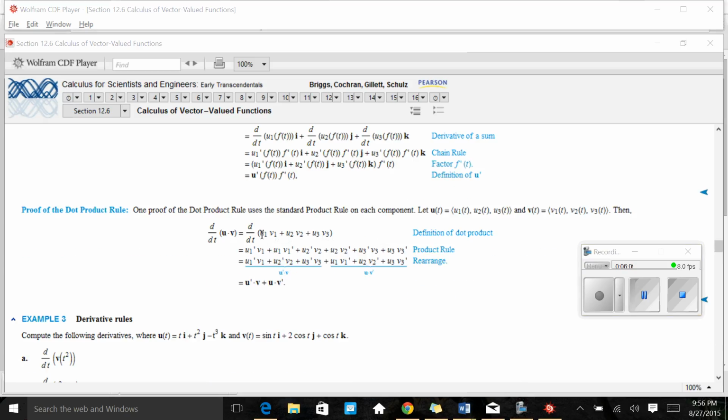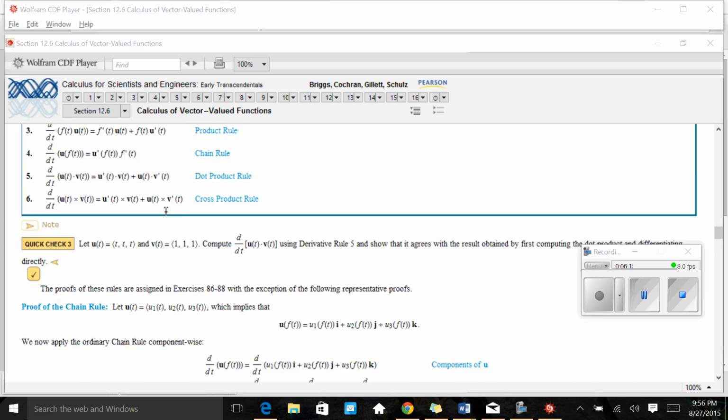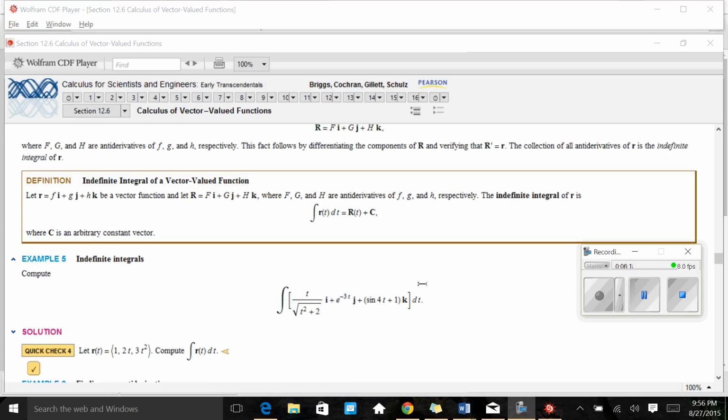You might want to look at this proof of the dot product rule. It's pretty simple. And when you have to prove some of these other ones, that might be a good one to come back and look at. The definition of an indefinite integral of a vector-valued function. Notice that they use the capital letters when they integrate, capital F, capital G, capital H. Those are the antiderivatives. And the only thing to pay attention to here is that we're integrating with respect to t. We get capital R of t, and we have a C, and that C is an arbitrary constant vector. On some of the homework problems, you know what that C is because they tell you. So you have to use that fact.